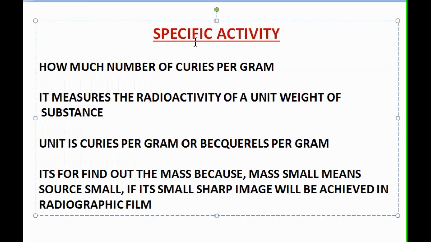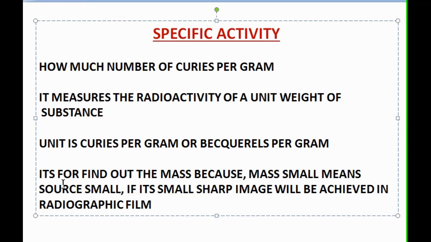Now see about specific activity. How many Curies per gram of an isotope, that is specific activity. It measures the radioactivity of a unit weight of substance. The unit is Curies per gram, otherwise becquerels per gram. Becquerels per gram is the SI unit.